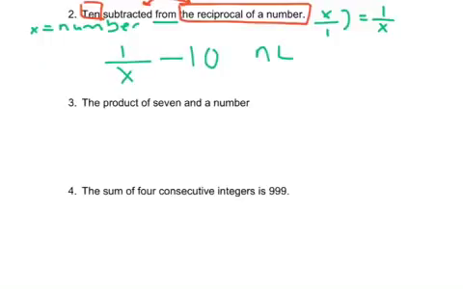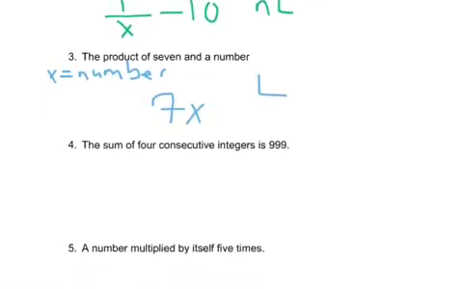The product of 7 and a number. In this case, we're just talking about numbers, so x is equal to a number. Remember, product means multiply, so I'm just doing 7x. This is going to be linear because if I look at my variable, my exponent is a 1. Remember, anytime it's a 1, you don't see it.